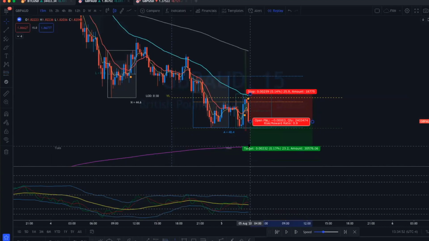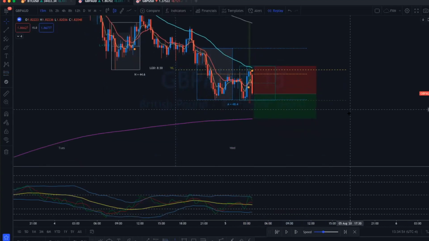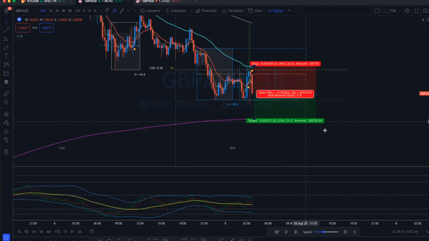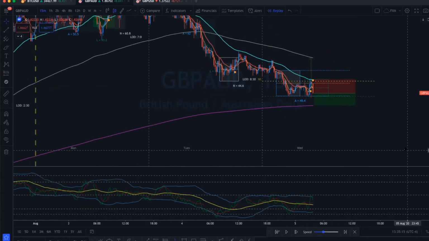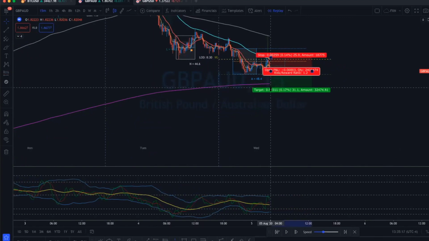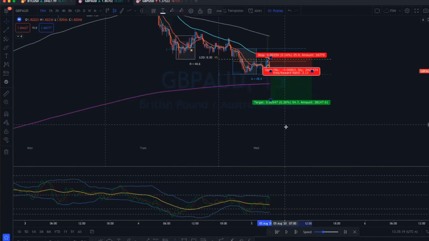25 pip loss to that. Let me ask you, would that be a viable trade? That would not make any sense to take that trade. You would need a pullback, exactly. But for this to even make sense, it would need to be more like that.